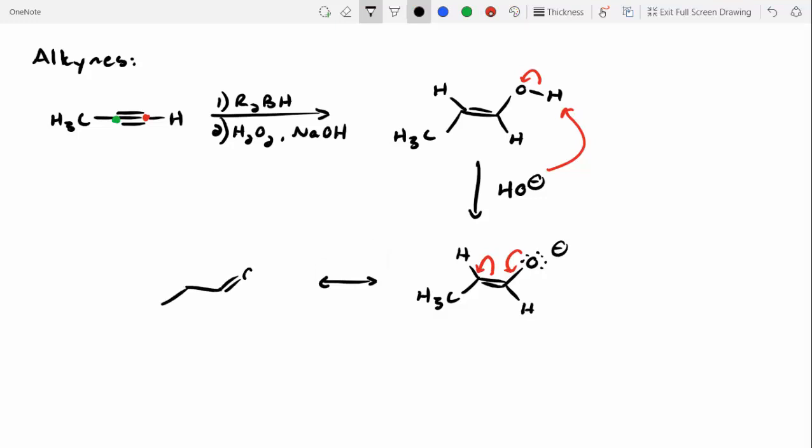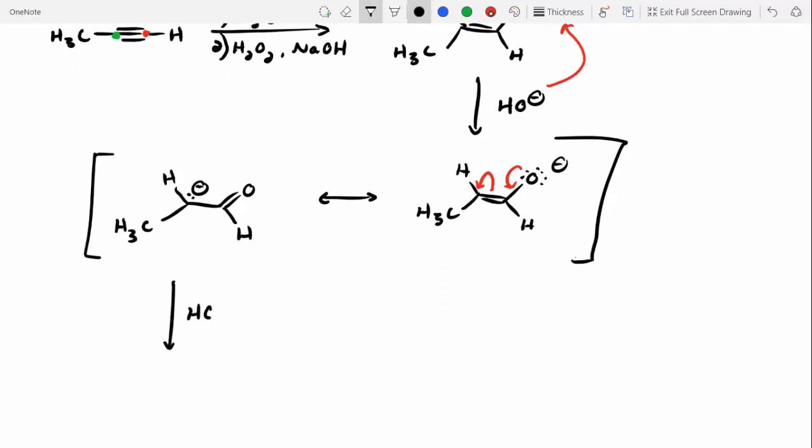Now we've got a carbonyl that's formed. We've got our hydrogen over here. Got a lone pair on this carbon, which means it's got a negative charge. And we've got this methyl group. All right, we've created water in this process.